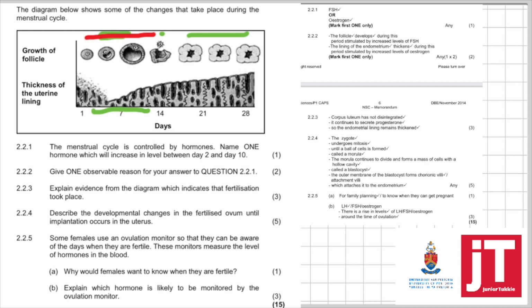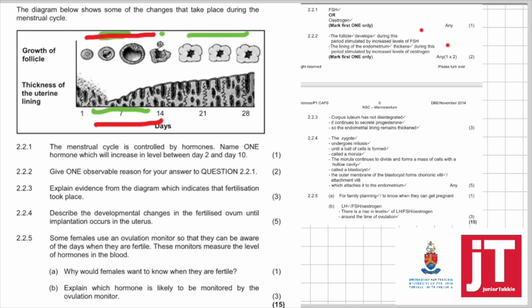Give one observable reason, we just discussed it. You can say the follicle is developing. You can see the follicle is changing from a primary to a secondary to a Graafian follicle, under the influence of FSH, but that doesn't give you marks. And then you can see here, the endometrium lining is becoming thick, vascular, glandular.